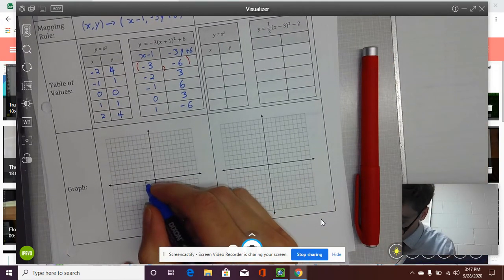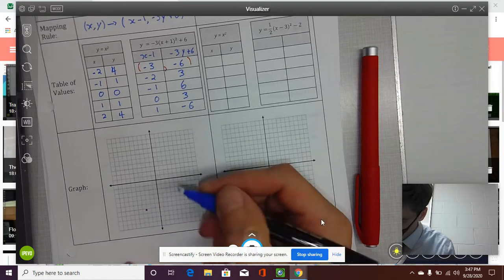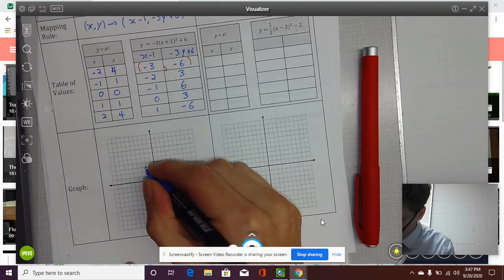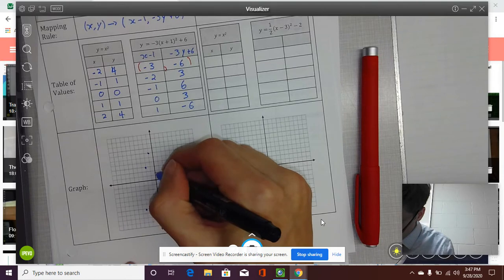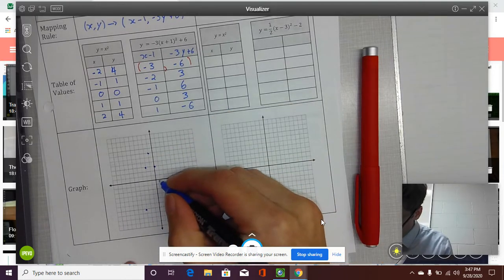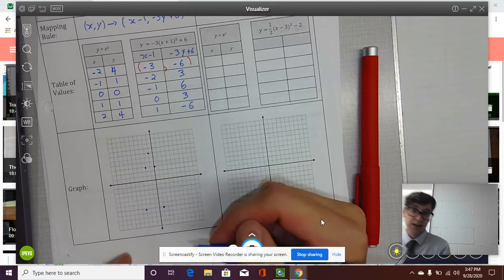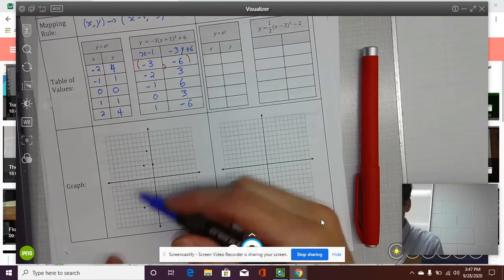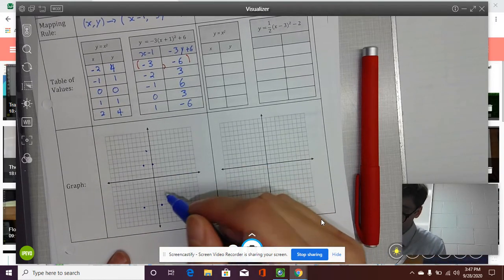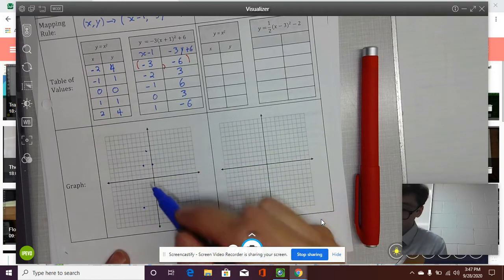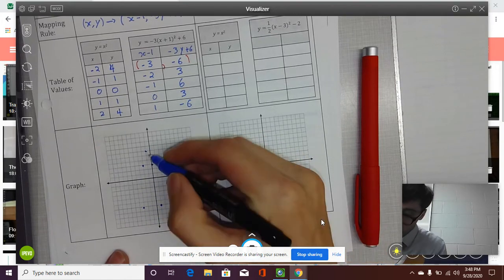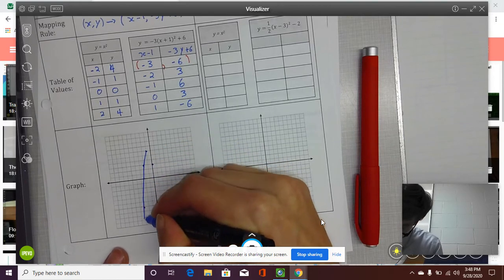So I've got -3, 1, 2, 3, 4, and -6. I've got -2 and 3. I've got -1 and 6. I've got 0 and 3. And I've got 1 and -6. So before you connect, you should do this in pencil if it wasn't a note. And the second thing we want to make sure of is, is it symmetric on both sides? Does it have a vertex and a change of direction? And then you're going to connect carefully.